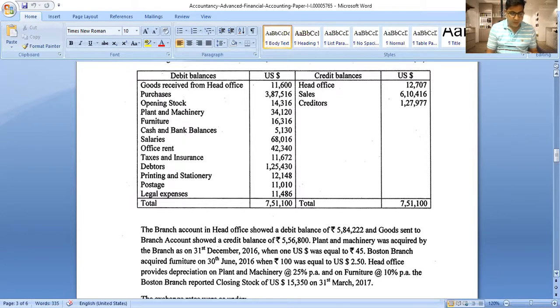If you have any doubt, you can ask in the chat box also. We will study if there is any kind of doubt. Do you have any difficulty? Is there any difficulty regarding solving the problem?